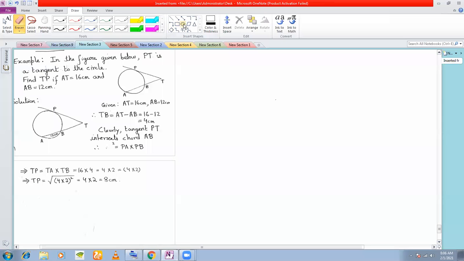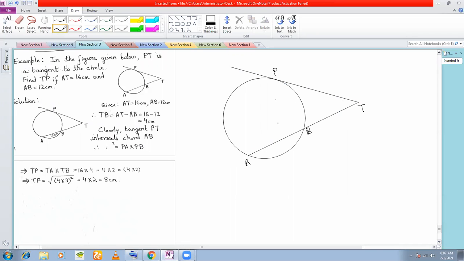So based on this theorem, let us see an example. In this example, you have a circle, you have a tangent, and you have a chord AB. So this is a segment of your chord AB, and it has been produced to T. And PT is also a tangent. Tangent and the chord intersect at the point T.